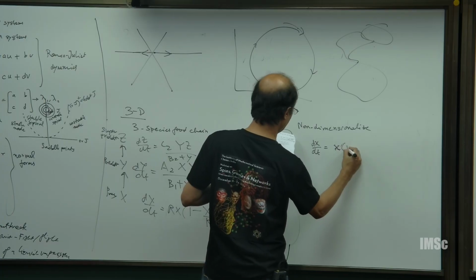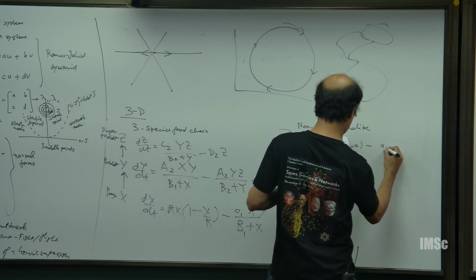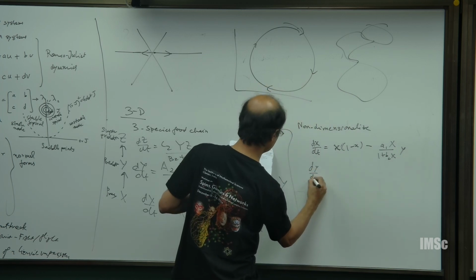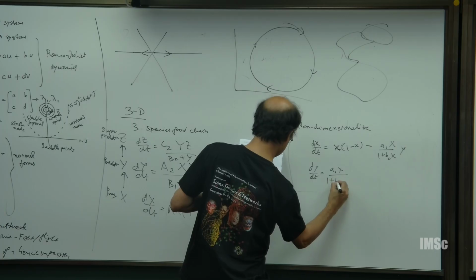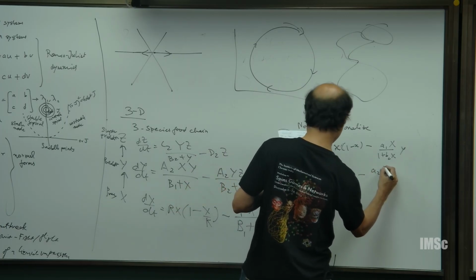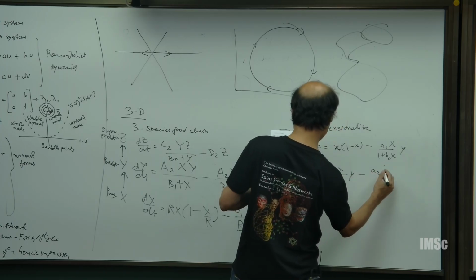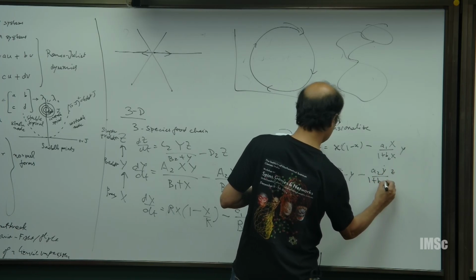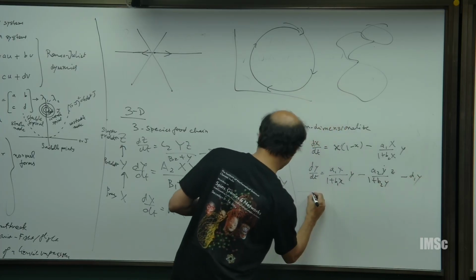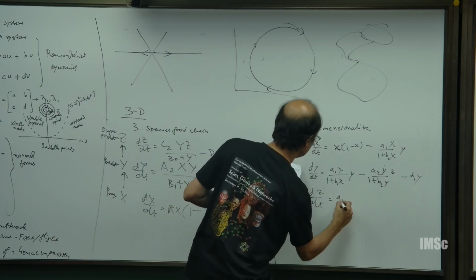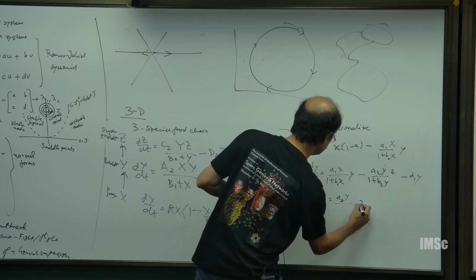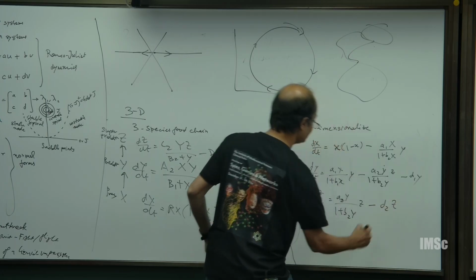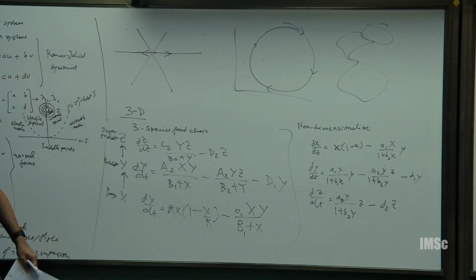dx/dt = x(1 - x) - a1 x y / (1 + b1 x), dy/dt = a1 x y / (1 + b1 x) - a2 y z / (1 + b2 y) - d1 y, and finally dz/dt = a2 y z / (1 + b2 y) - d2 z. And this, it turns out, is capable of showing chaotic behavior.